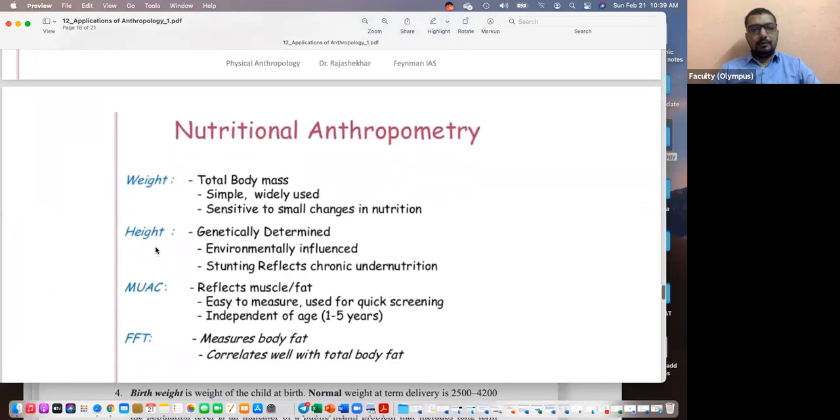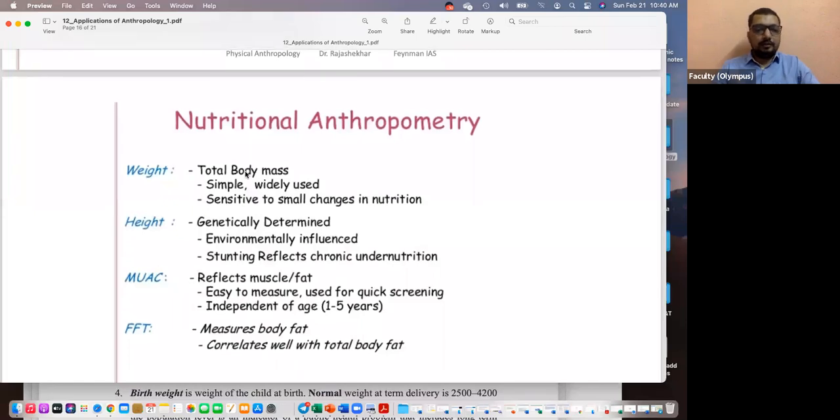So for example, what do they tell us? Weight tells us about the body mass. If you're collecting the data on the weight, it tells us about the body mass. We require a simple balance for that. Okay, a simple weighing scale is required for that, and it is very sensitive to small changes in nutrition.